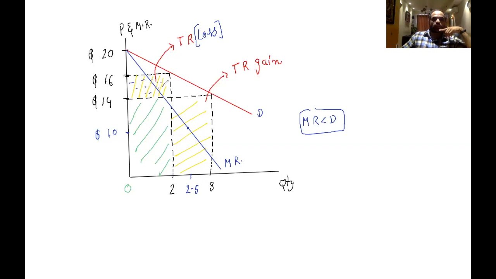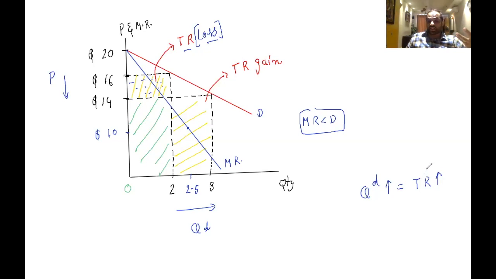Why it's a loss area? As we discussed before, if you want to maximize your quantity demanded, you have to reduce the price. If you reduce the price, you lose revenue. So this is called the total revenue loss. But if you reduce the price, quantity demanded will increase. As a result, your total revenue will increase. That's what we also look at.